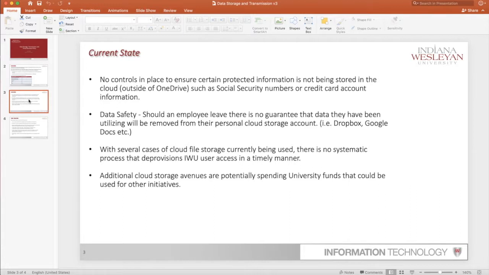With several cases of cloud file storage currently being used, there is no systematic process that deprovisions IWU user access in a timely manner. And lastly, additional cloud storage avenues are potentially spending university funds that could be used for other initiatives.